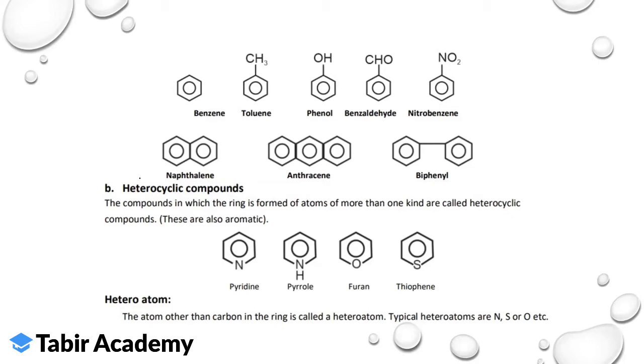Now come to heterocyclic compounds. Heterocyclic compounds we have discussed earlier कि heterocyclic में एक atom जो सा है that is going to be not of the carbon family. So it can be nitrogen, which is called pyridine. It can be pyrrole, which can be NH, furan, O, thiophene, sulfur. Okay. और ये भी aromatic हैं क्योंकि they also make a shape of benzene. Heteroatom, the atom other than carbon in the ring, is called heteroatom. Typical heteroatoms are nitrogen, sulfur and oxygen.